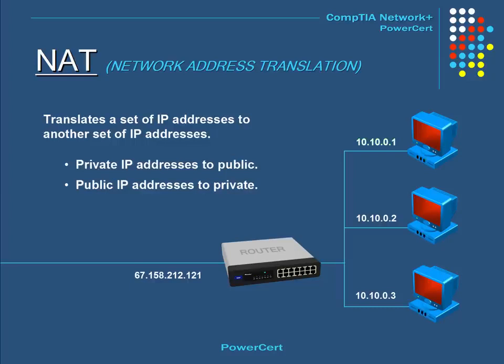If a computer in this network wanted to communicate over the internet, it needs to translate its private IP address to the internet's public IP address. And this goes both ways. If a computer on the internet wants to communicate with a computer on this private network, then the public IP address needs to be translated to the private IP address for that computer.